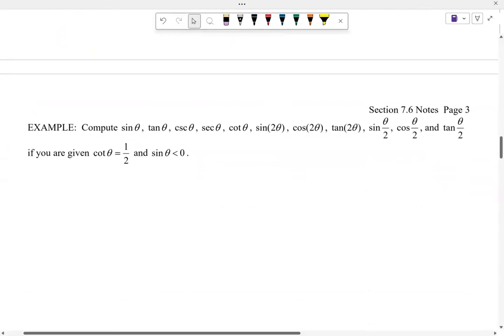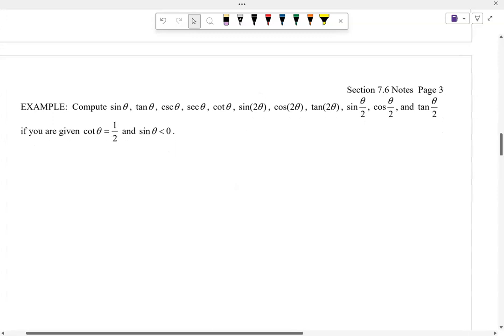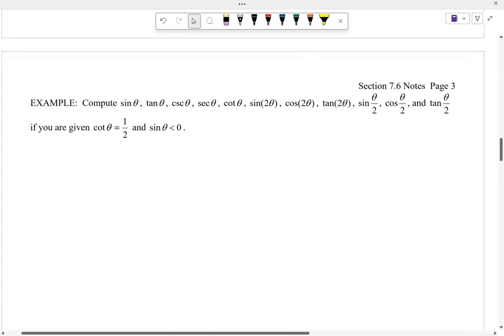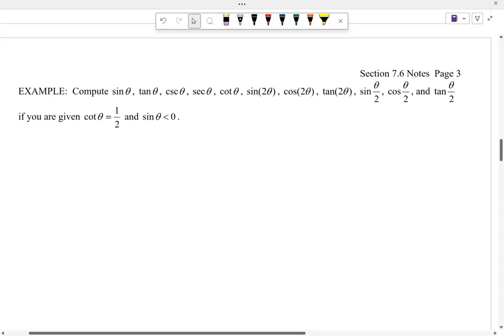This next one's similar. This would be a good you try it problem. So if you want to pause the video, give this a shot, and then compare, that would be a great idea. I'm going to start out here with my givens. I'm given that the cotangent is 1/2 and the sine of theta is less than 0. So I got to figure out where this is so I can kind of draw this thing.